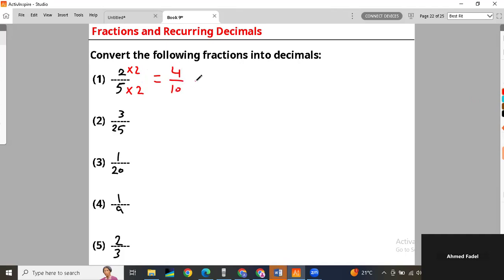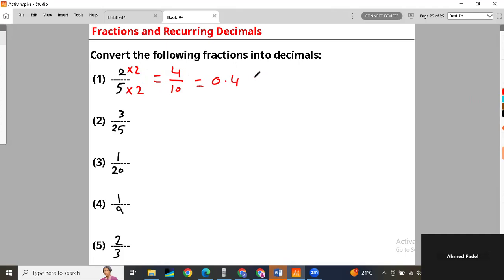4 over 10, which is actually what as a decimal? 0.4. It is 4 tenths. So 4 tenths, how do you write it? 4 in the tenths place. The tenths place is the first digit after the decimal point. So 0.4, did it end? Yes, mister, it ended. So it's just 0.4 and it's not an endless decimal number.